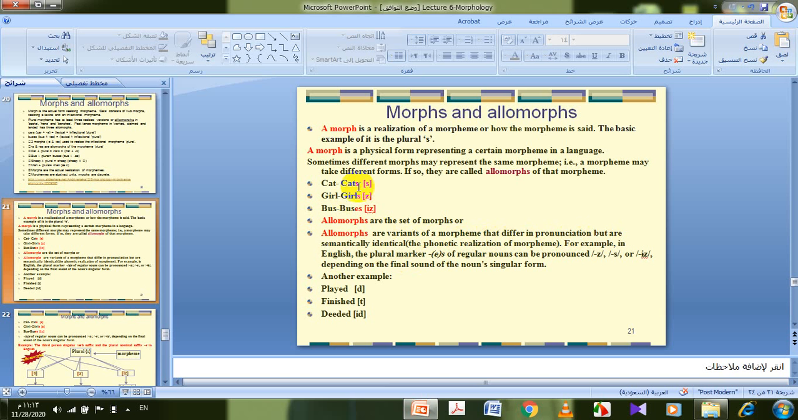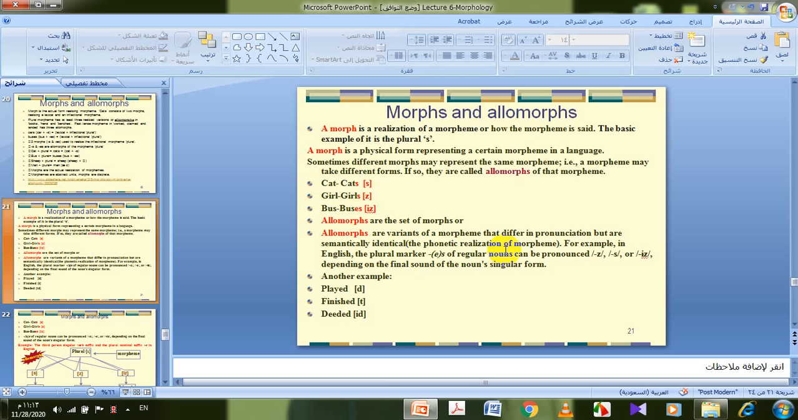Why semantically identical? Because in all these cases, the S is plural. It conveys plural. Cat, cats, plural. Girl, girls, plural. Bus, buses, plural. They are variants of a morpheme. They differ in pronunciation, of course, but they are semantically identical. In terms of meaning, they are the same.